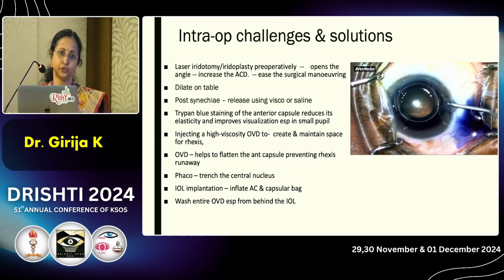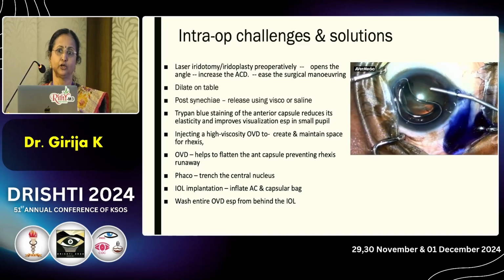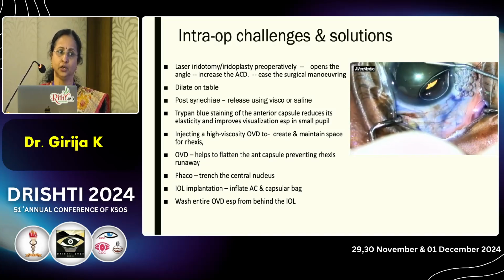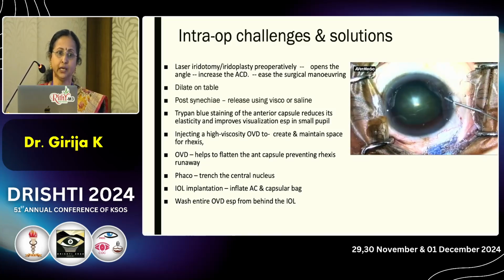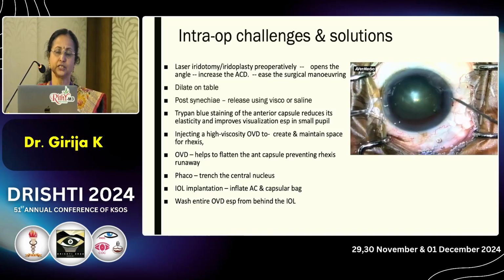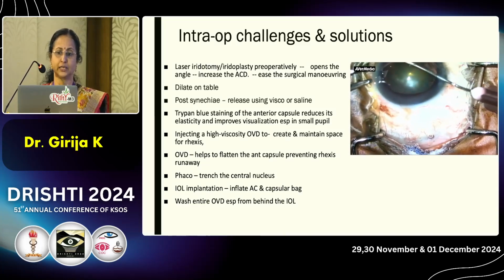And if you cannot do a PI, like in a phacomorphic glaucoma, always dilate on table. Don't do a PI, but dilate on table and you can proceed. And any posterior synechiae, release them using viscoelastic or saline.